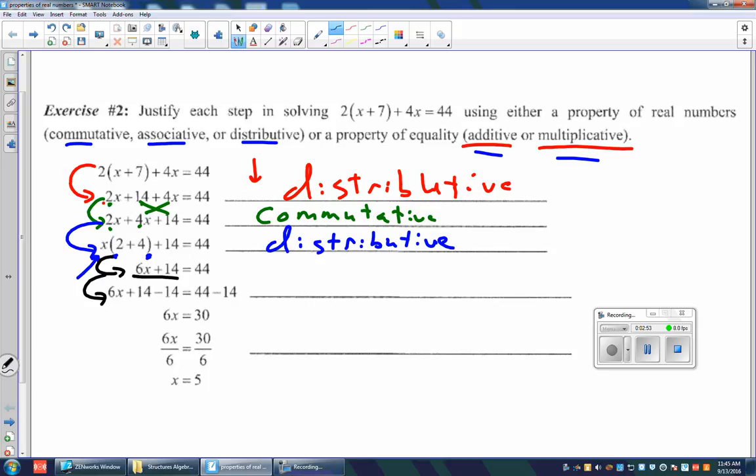So let's look at those two. What's happening between the 6x plus 14, 6x plus 14 minus 14? Hang on a second. How can I put a minus 14 there? Oh, wait. I put a minus 14 on the other side also. So that is when I add the same thing. Wait a minute. What are you adding? I'm adding negative 14. When I subtract the same number from the left-hand side and the right-hand side, like we've been doing for years now, that's a property of equality because I did equal things to both sides of the equation. So that's the additive property of equality.